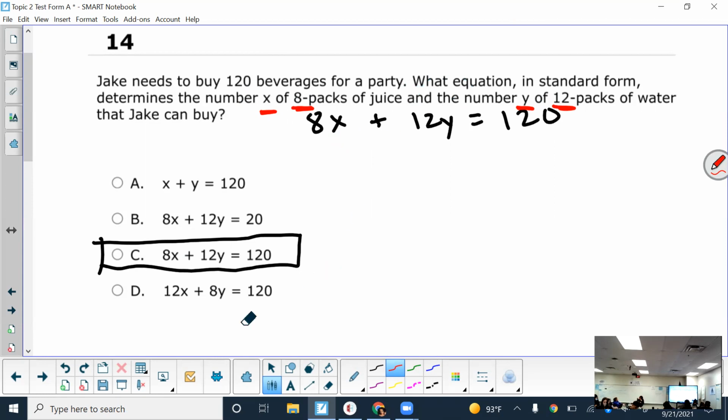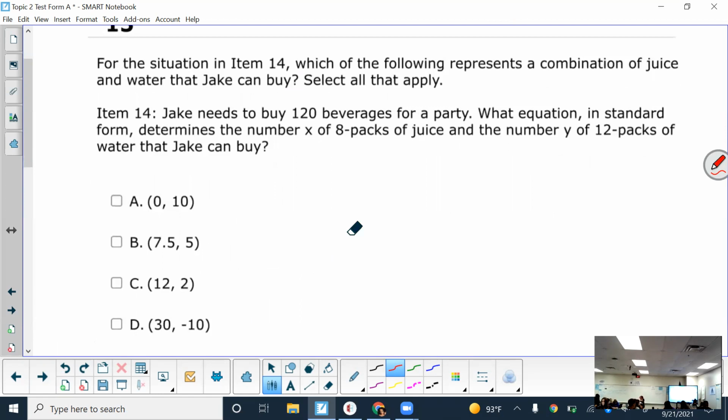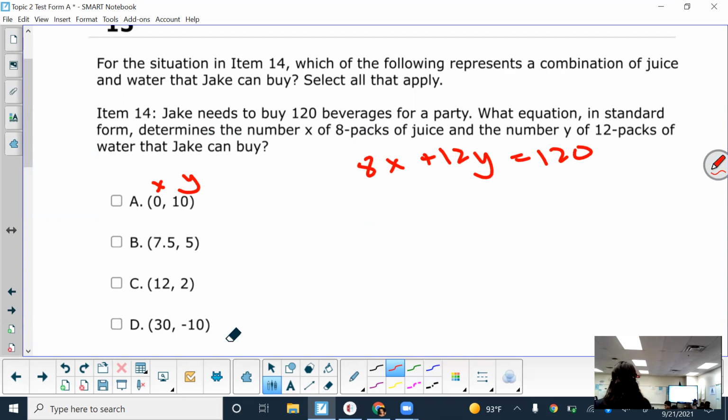But for 15, it's asking what are possible combinations that he can buy. What you're supposed to do is plug in the X and Y's. Because remember, this is X and this is Y, into that equation and solve. See if it equals 120. But you can cancel out some of the options just by looking at them. So why can't I choose B? Right? Can I buy 7.5 packs of juice? So that's why B is not a good option. Even if it does equal 120, it doesn't make sense. I can't buy half and 8 halves.